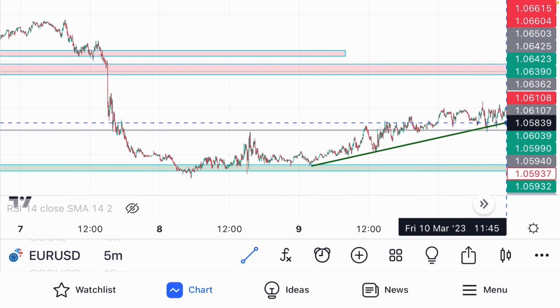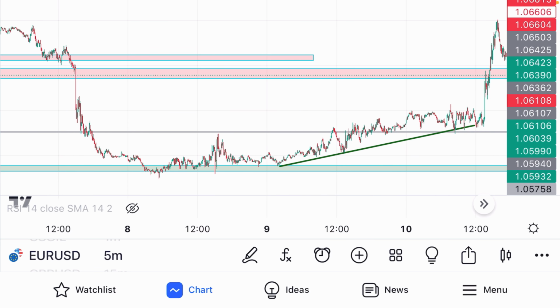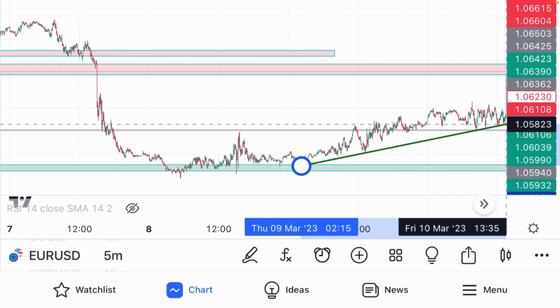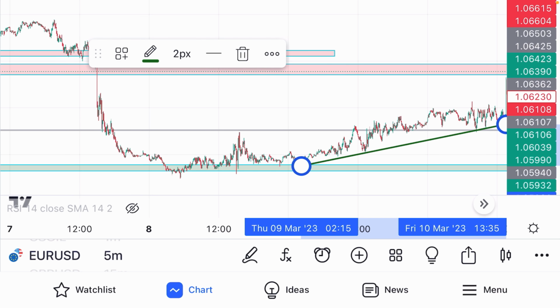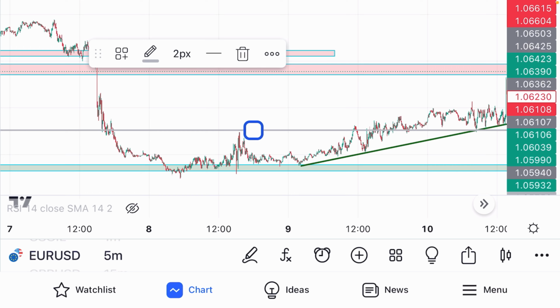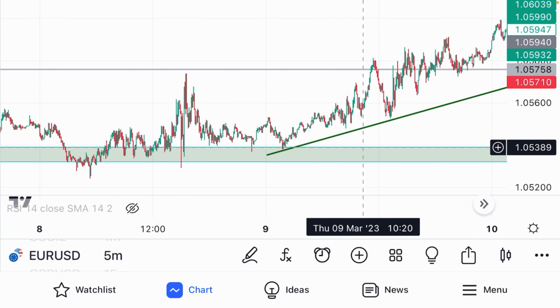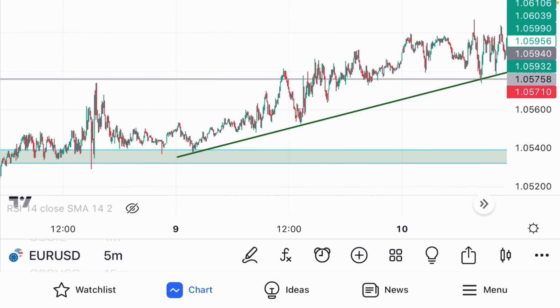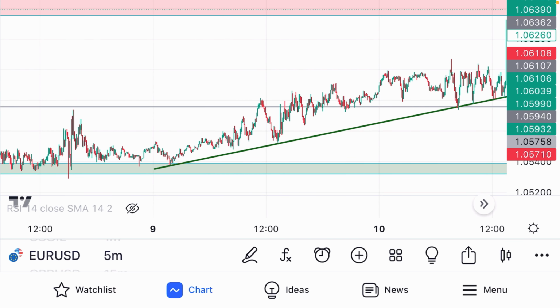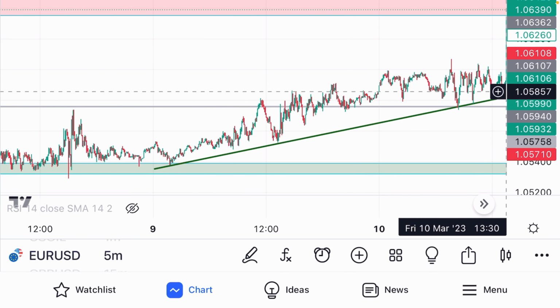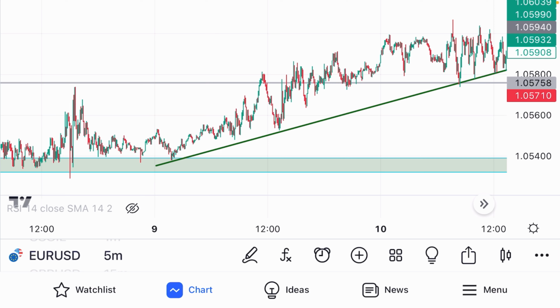So we get a trend line. Make sure that you draw your trend line, and this trend line caters for the recent touches. Make sure that the recent two touches, as you guys can see right here, which is this and this and this and this, are catered for.